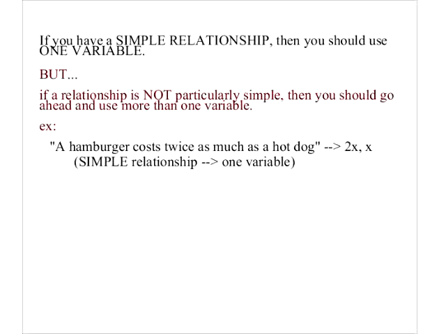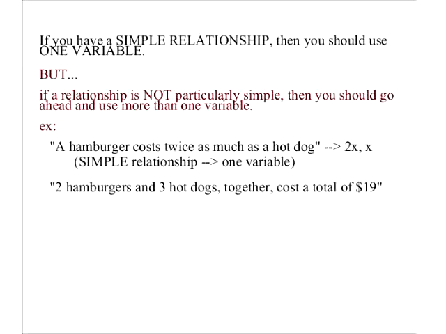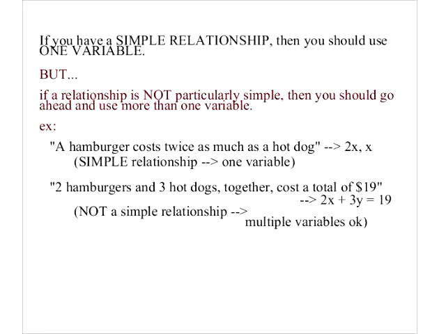However, if you say 2 hamburgers and 3 hot dogs together cost a total of $19, then it's okay to say 2x plus 3y equals 19, because this is not a simple relationship. So in this case, multiple variables are okay. But this is pretty much the only case in which you are all right with multiple variables, is if a simple relationship just isn't happening. Okay. So any questions about this simple relationship, one variable? This is probably the single biggest way to save time when it comes to word problems. Any questions about it?